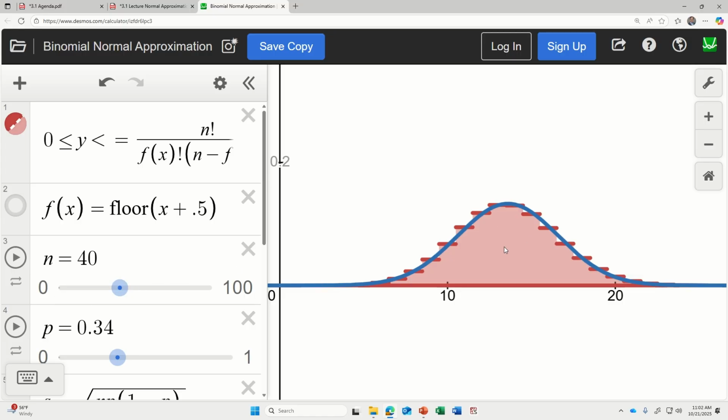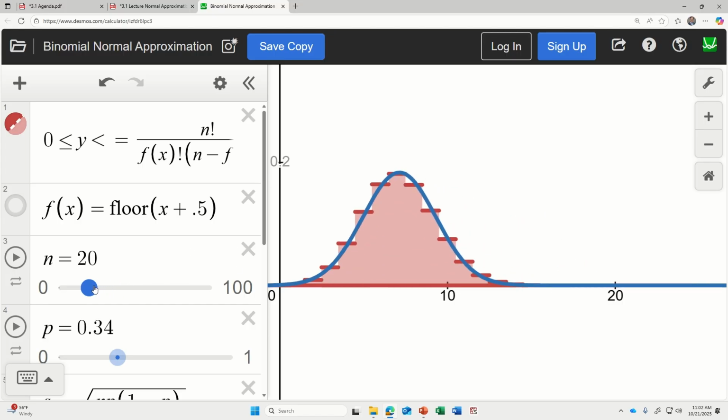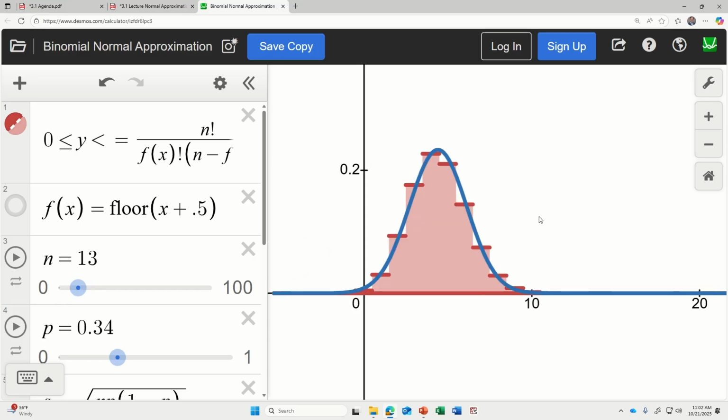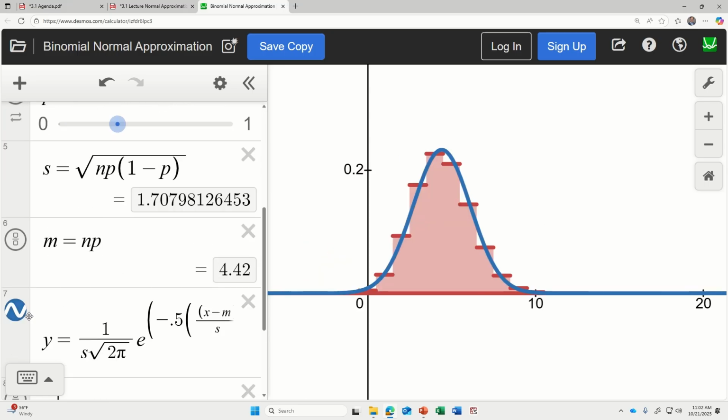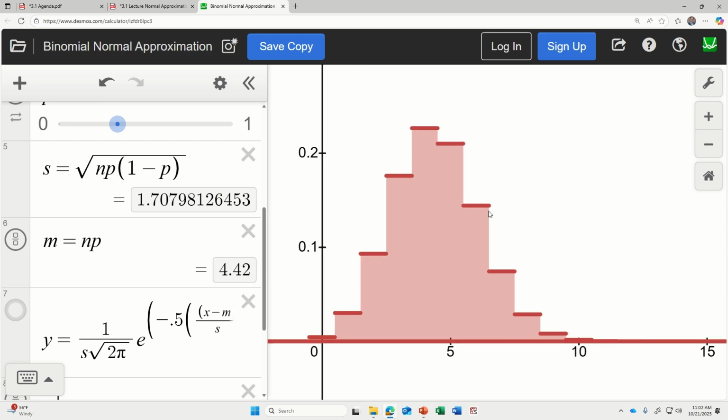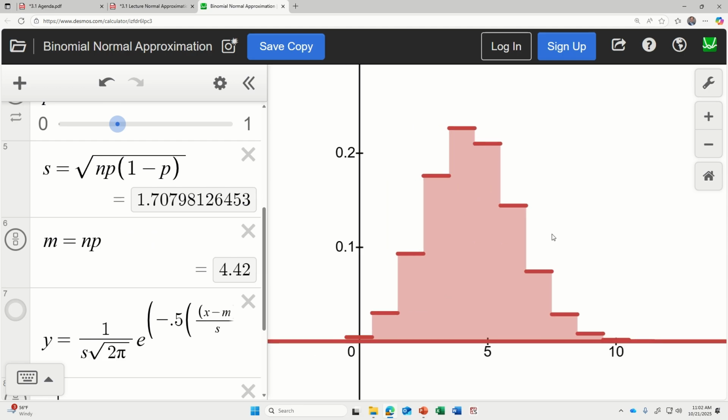In red I have a binomial distribution. If I only look at the red, you can tell that this is a discrete distribution because of the little flat tops. This is telling me the probability for getting a 1, this is telling me the probability for getting a 2, this is telling me the probability for getting a 3, and it looks blocky because it's a discrete distribution.